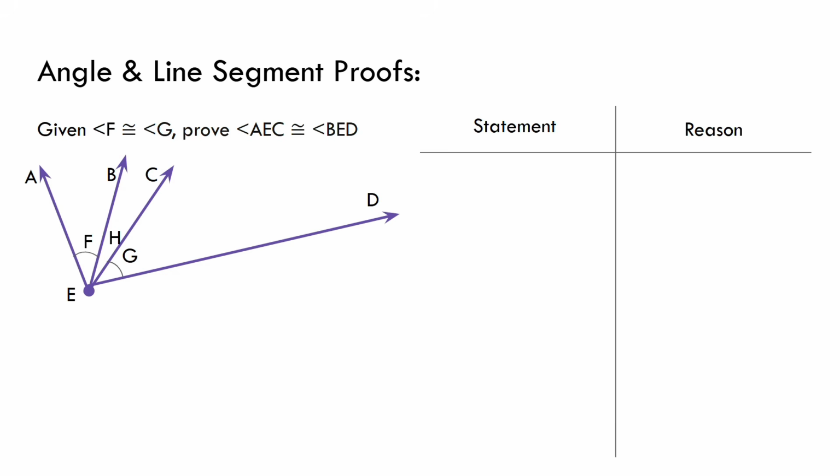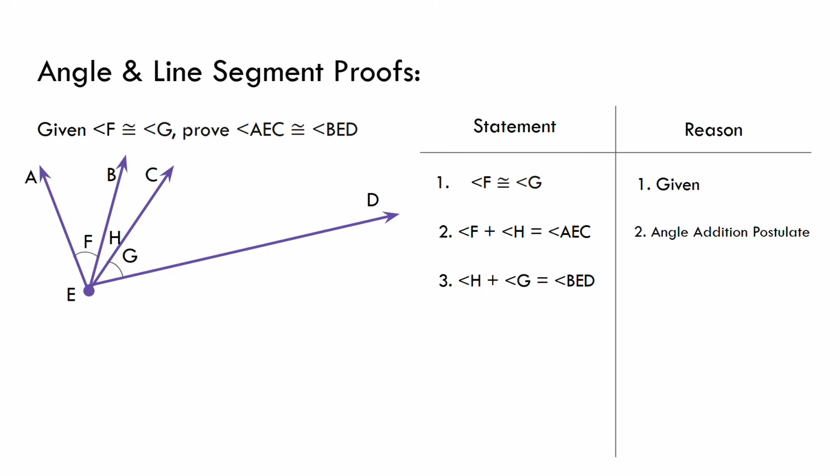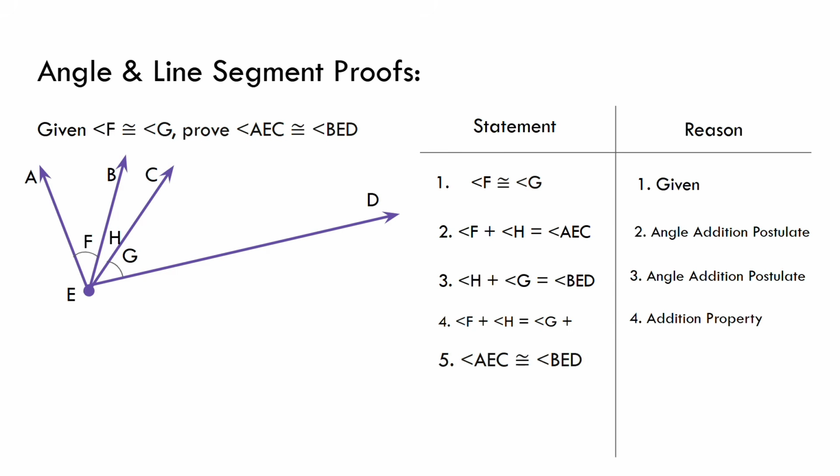So if we're given angle F is congruent to angle G, prove that angle AEC is congruent to angle BED. So first we have what's given, right? Angle F is congruent to angle G, and then we can say that angle F plus angle H is equal to angle AEC because of the angle addition postulate that we just went over. And then we can say that angle H plus angle G is equal to angle BED, also because of the angle addition postulate. And then we can say that angle F plus angle H is equal to angle G plus angle H because of the addition property. And then angle AEC is congruent to angle BED because of the substitution property.